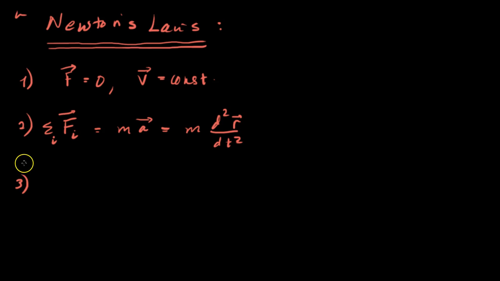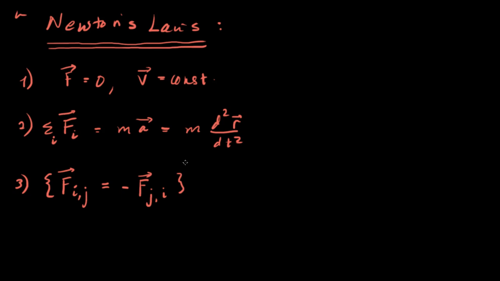Newton's third law: every action has an opposite reaction, which means that if I have some force F on the ith mass by the jth mass, this means the force on the ith mass due to the jth mass is going to be equal and opposite to, so there's a negative in there, the force on the jth mass due to the ith mass. Put very simply. And this is going to apply everywhere. It's going to apply to the two-body problem, the n-body problem.